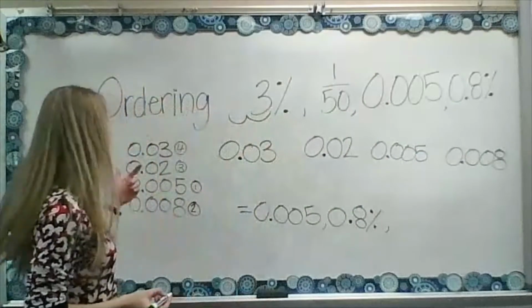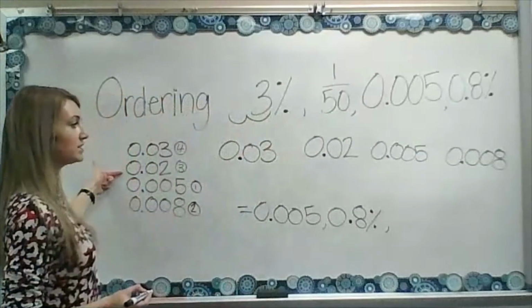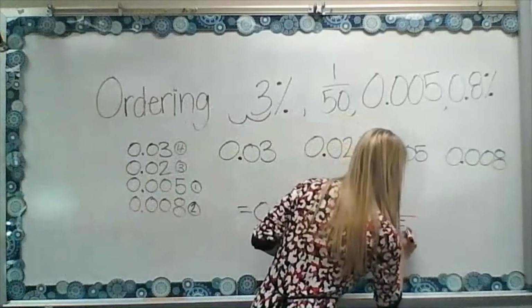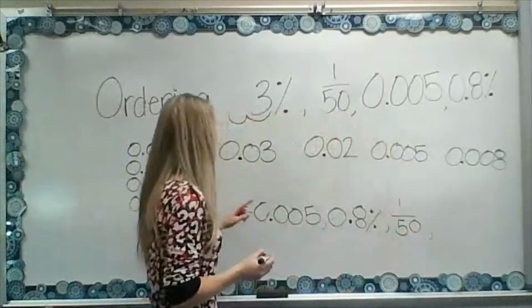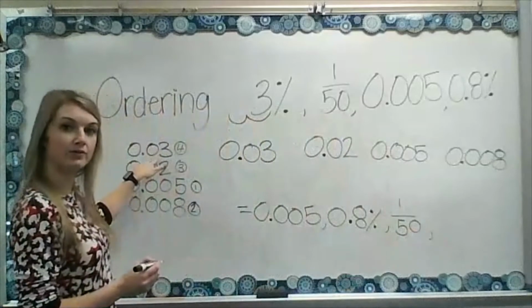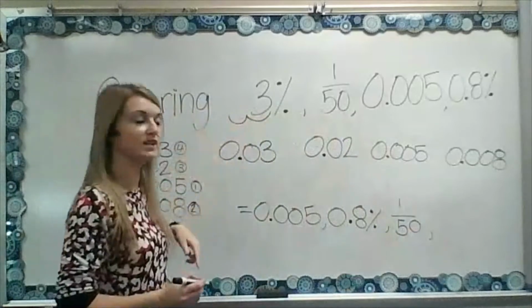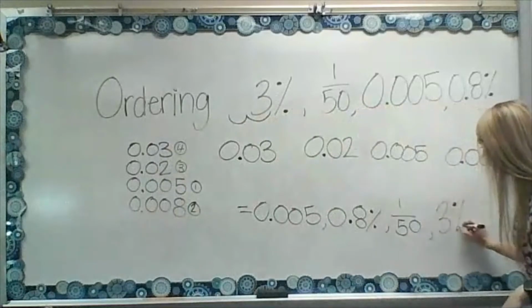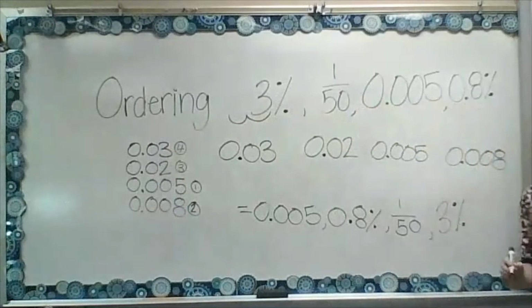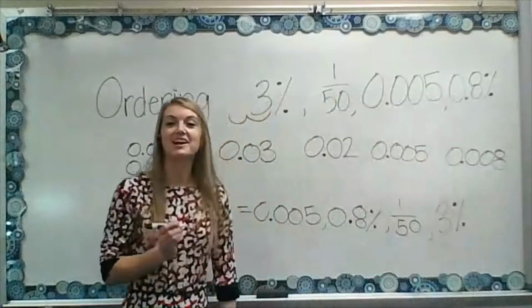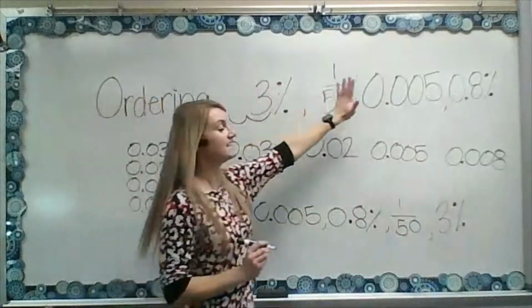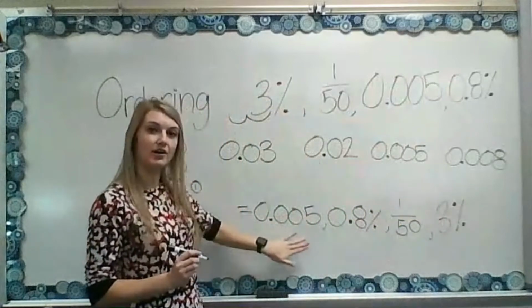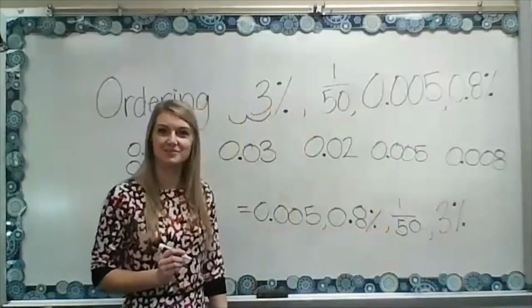What's my third number? 0 and 2/100ths, which was the 1/50th. So I'm going to write that next. And then lastly was my 0 and 3/100ths, the 3%. So I'm going to put 3% at the end. Oh, you can't even see me. Okay, I'll come back over here. So if I'm ordering these numbers from least to greatest, right here, there's my answer.